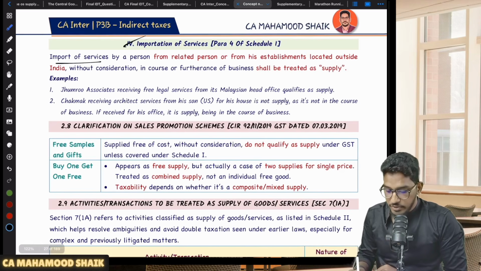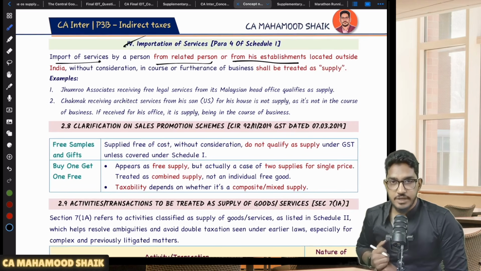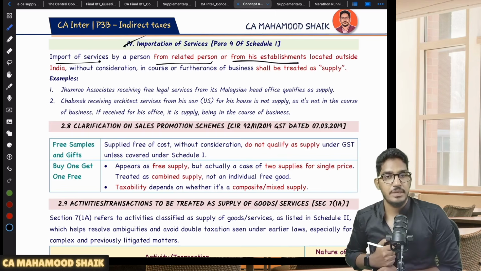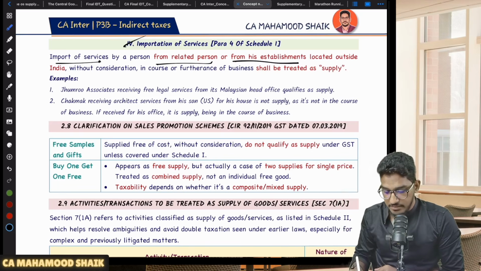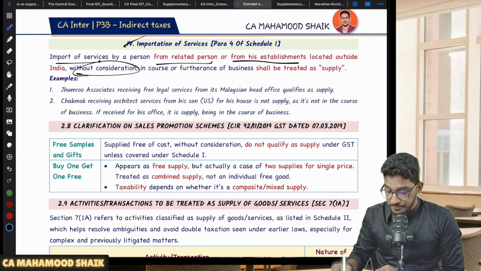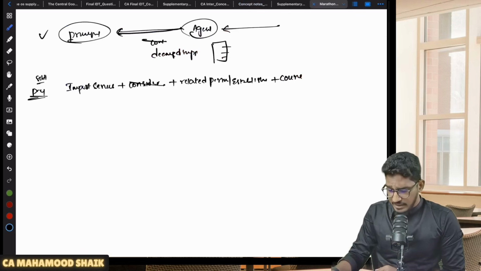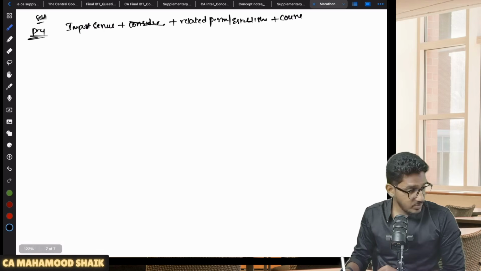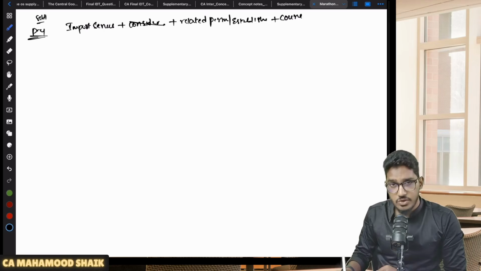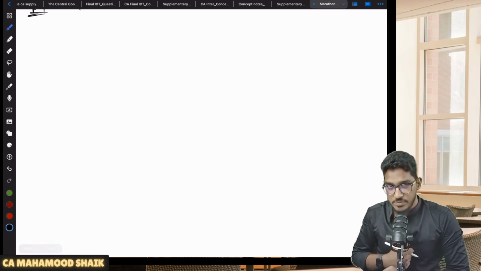So if you read it here, if you are importing the services from a related person or from your own establishment located outside of India, like you have a branch office outside of India, there is no consideration, sir, but it must be in the course or furtherance of business, then also it will be deemed to be supply. Sir, regarding importation, you have told one more point. Section 7, subsection 1, clause B also you have mentioned, which is also talking about importation of services. Can you do a comparative study between section 7, subsection 1, clause B and clause C?